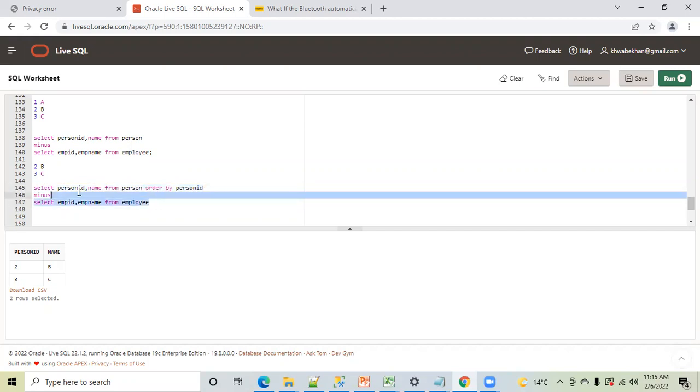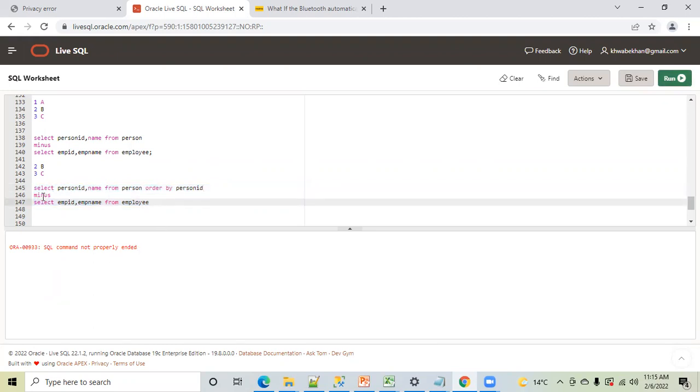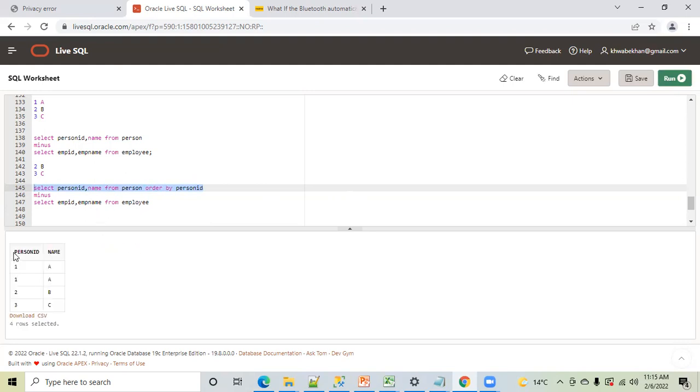When I was running this query, I showed you that you are getting an error message, correct? And I told you the reason: in MINUS, please don't use ORDER BY. That's the reason I told you, correct? Now the question is why, right? That's the question in your mind. Why? Why, Tanvir, do you want to do me like this?